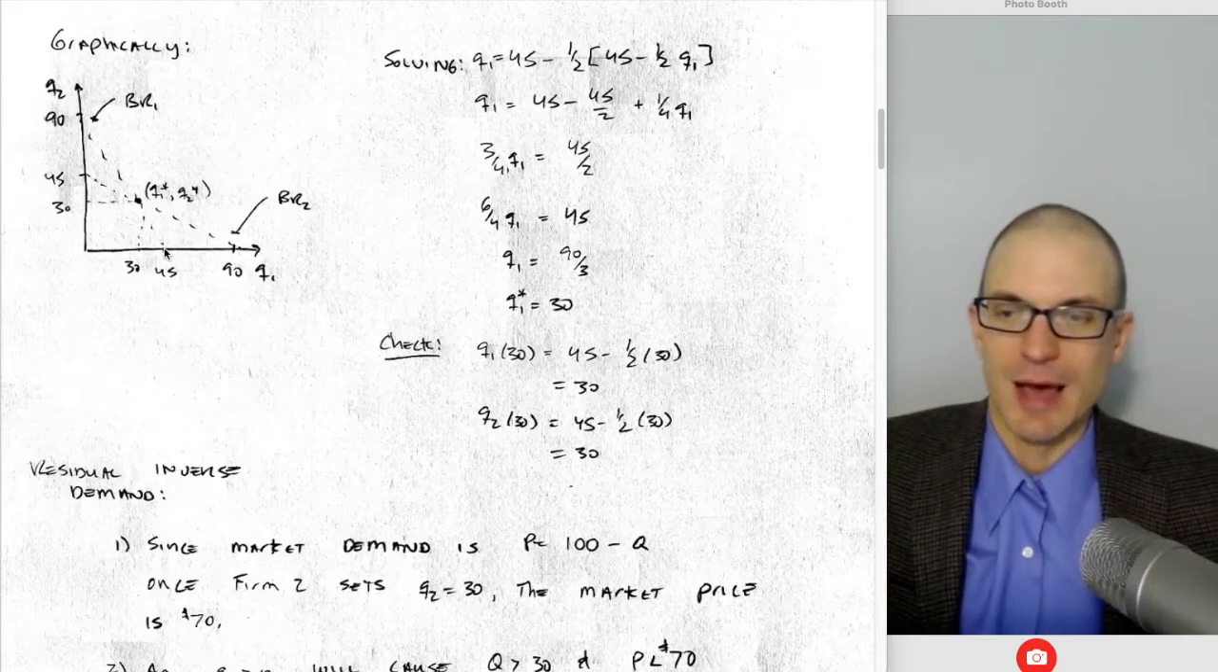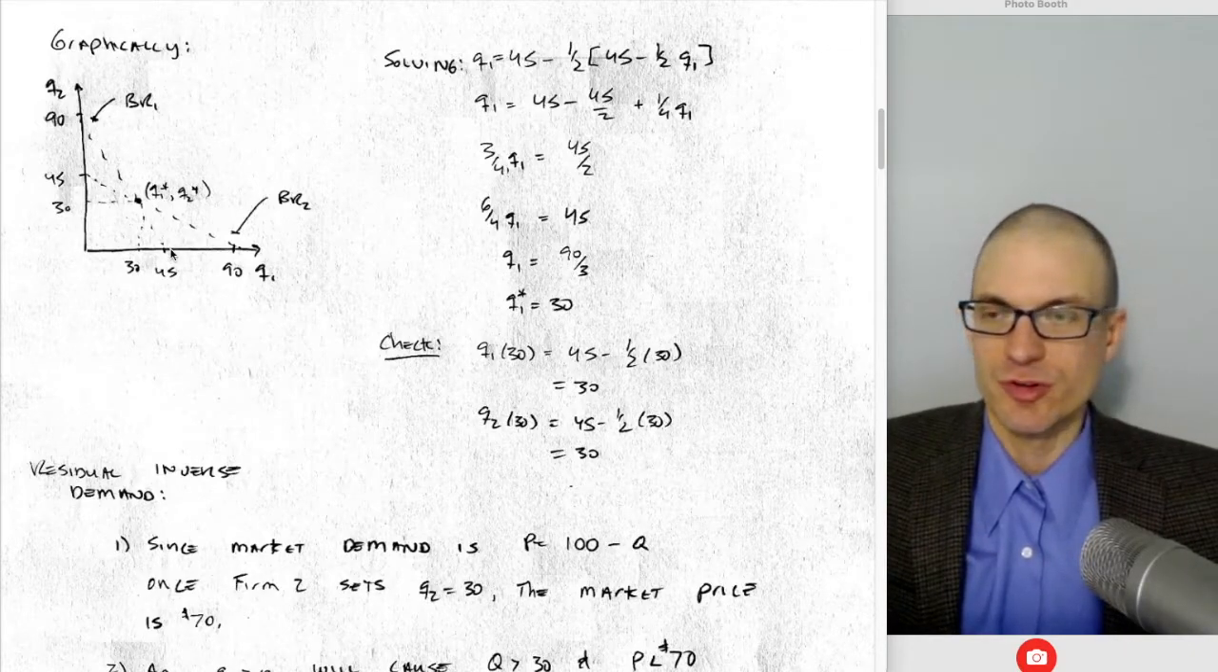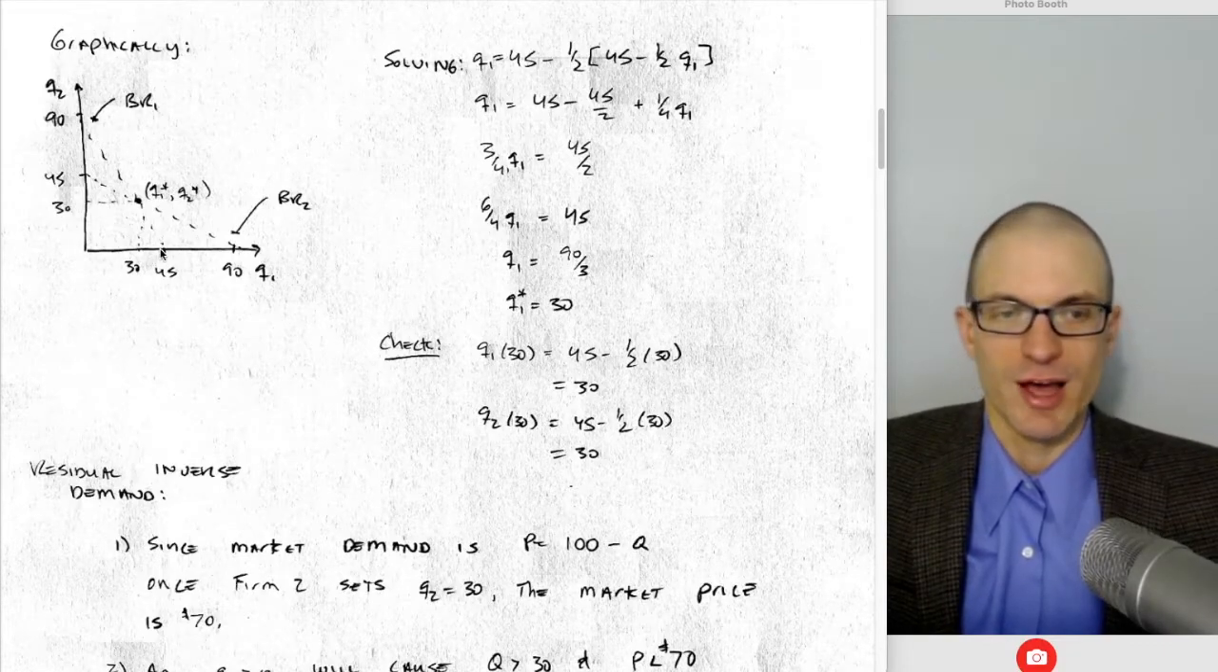And so you could get the monopoly output. That was just like A minus C over 2. So that's going to be 100 minus 10 is 90, over 2 is our 45. That's where that came from.